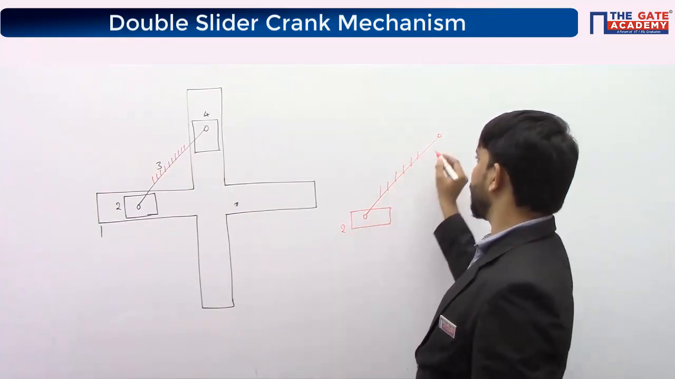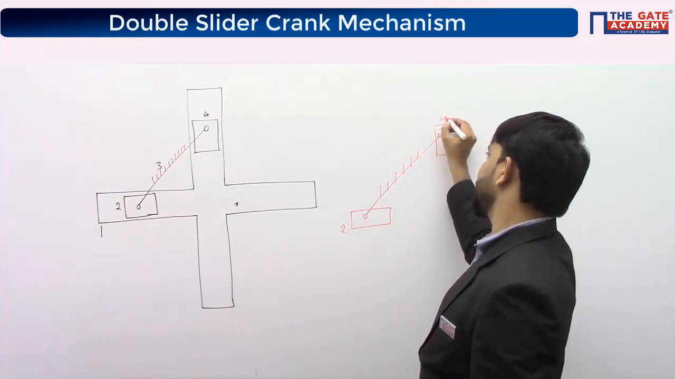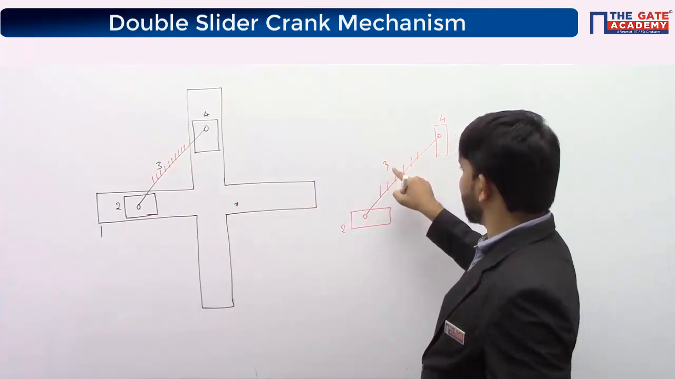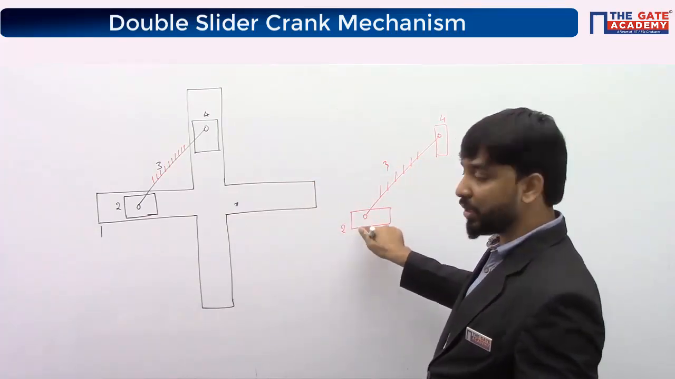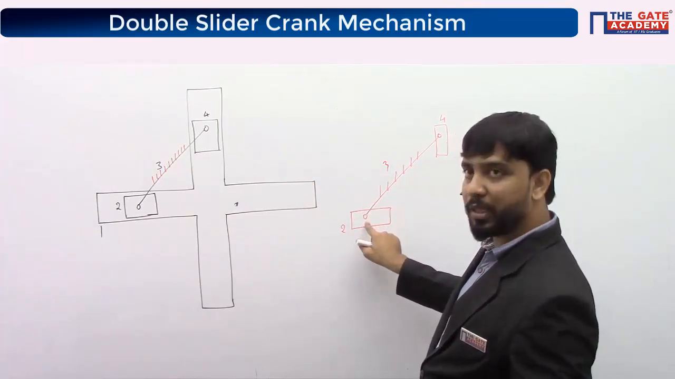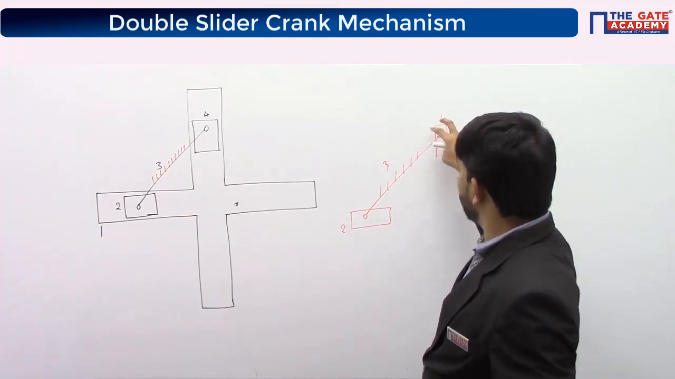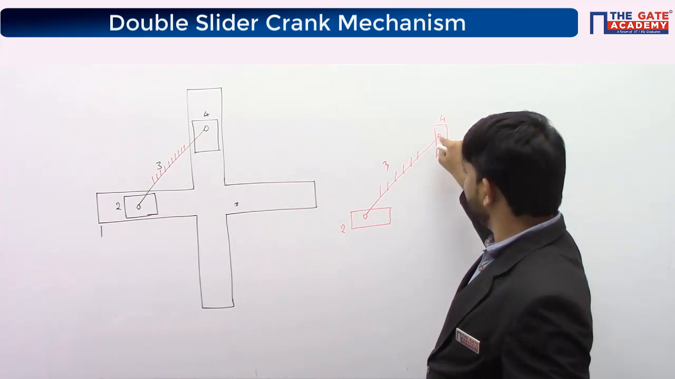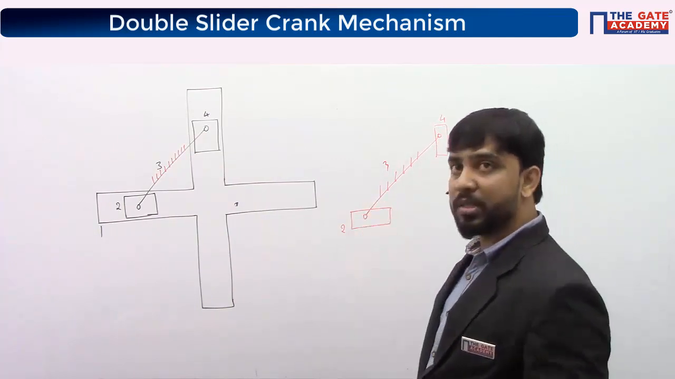And this is link number 2, and this is link number 4. This is the shape of the mechanism. You can see this is link 3. 3 and 2 are connected by a turning pair over here, so we can rotate link number 2 about this point. Similarly, I can rotate link number 4 about this hinge. 3 and 4 are connected by a turning pair. So I can rotate 4 about this hinge, and I can rotate 2 about this hinge.